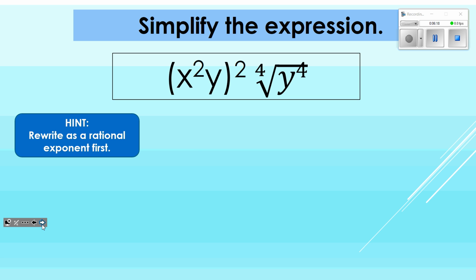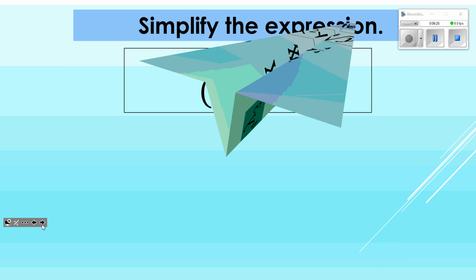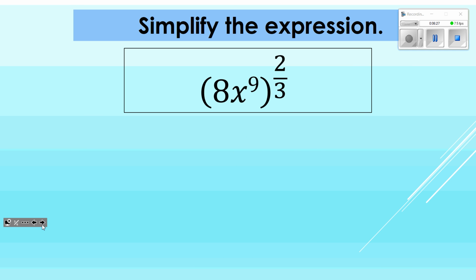Okay, let's look at the next one. Here's just a review of what we just did. Okay, so here we have 8x to the ninth power raised to the 2/3 power. Okay, so we're going to take our exponent and we're going to apply it to each base. So that means we have 8 to the 2/3 power, and we have x to the ninth raised to the 2/3 power.